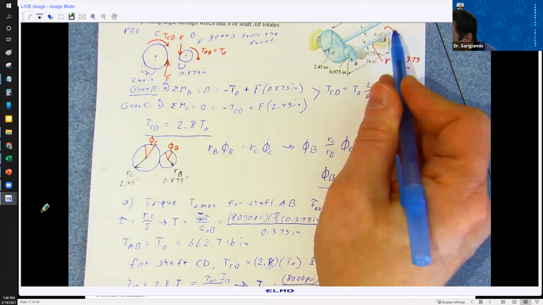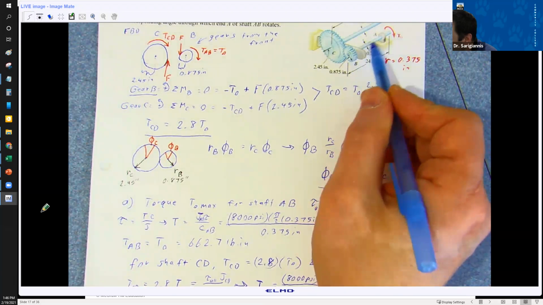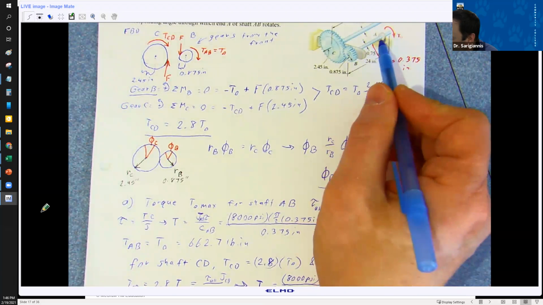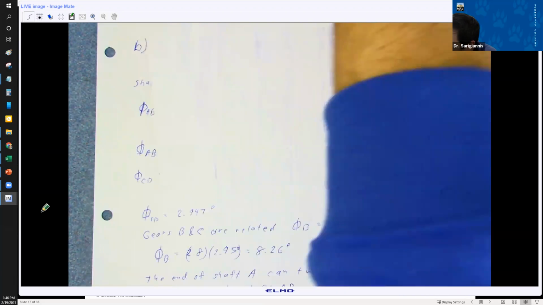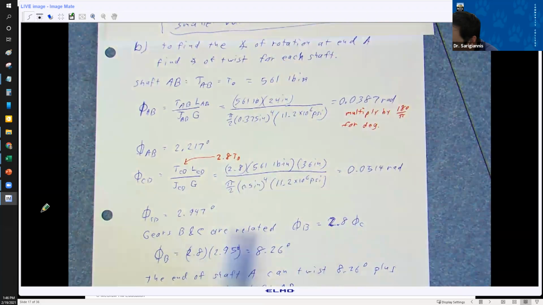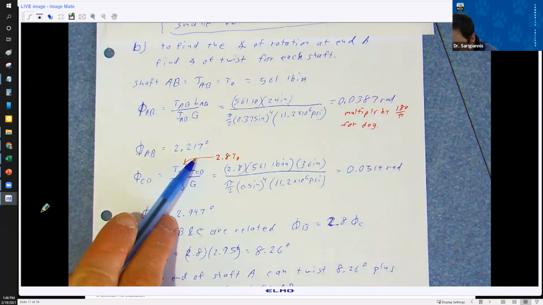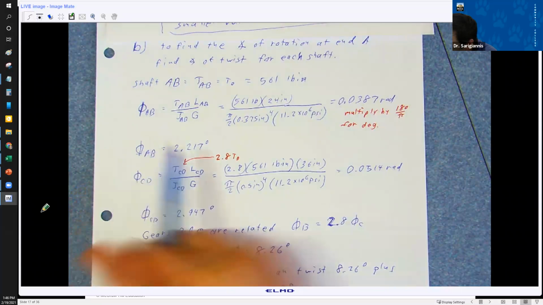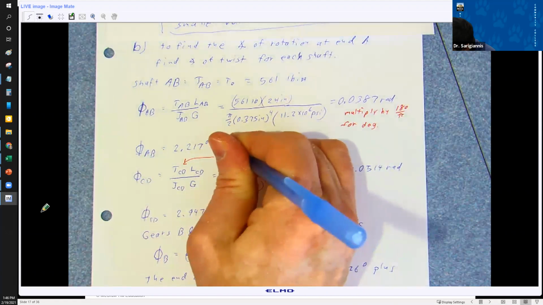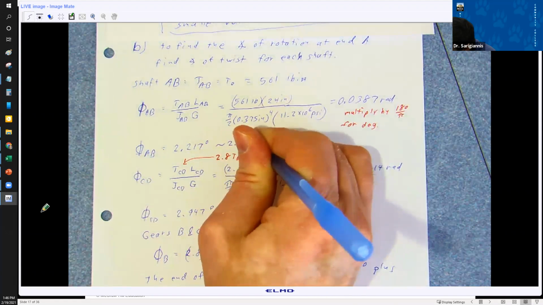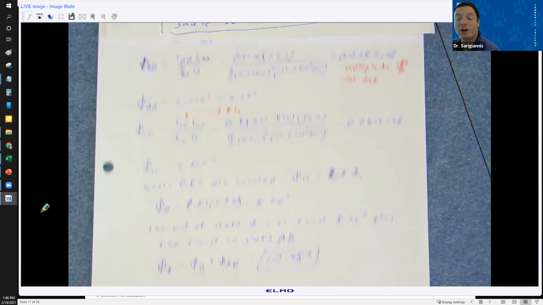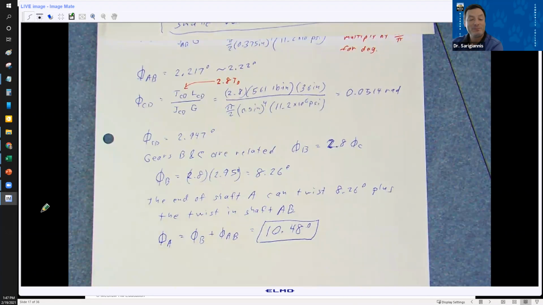This torque also torques AB, and that's going to twist a certain angle as well. That's why we're adding in the 2.217 up here, which I rounded up to 2.22, to get the 10.48. Other questions about this one?